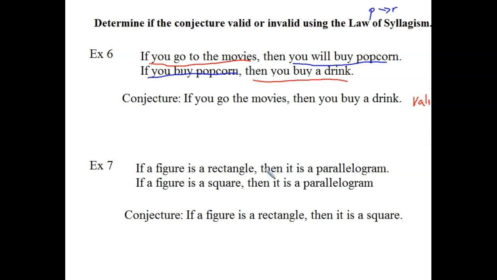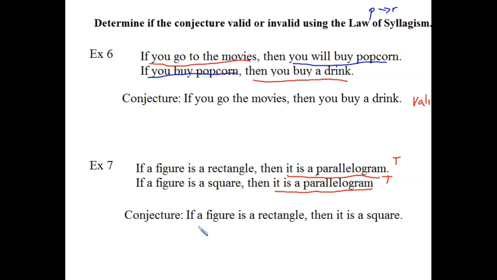In example 7, if a figure is a rectangle, then it is a parallelogram. And then our second if-then statement is if a figure is a square, then it is a parallelogram. Both of these are true statements. However, we cannot use the law of syllogism to make a conjecture based on this information, because if it is a parallelogram is the statement that repeats, but it's the conclusion of both statements. Individually, we could go back and use the law of detachment if we had some information about one of these hypotheses, but we don't have that situation.